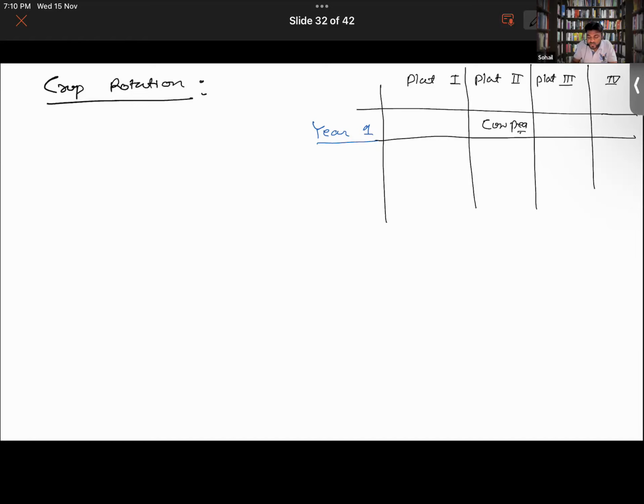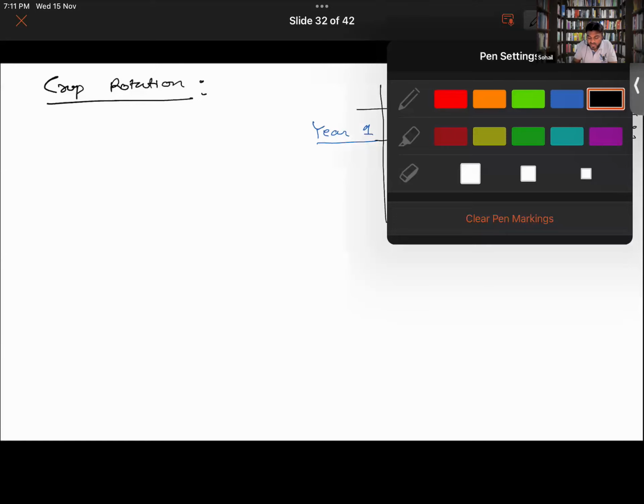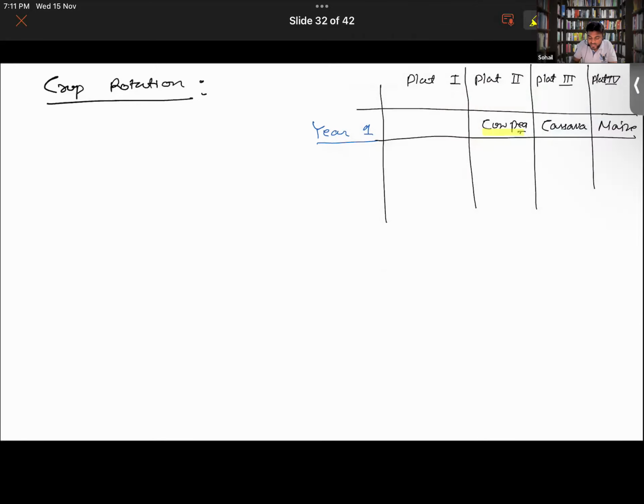In plot 3, let's say I grow cassava. Then in plot 4, I will be growing maize. The ones I will be highlighting with this color are leguminous crops. Let's not leave this blank; let's take a non-leguminous plant here as well. We can take the example of yam. That is also a plant, but not leguminous. Now come to the second year. Now let's grow cowpea in the first plot.